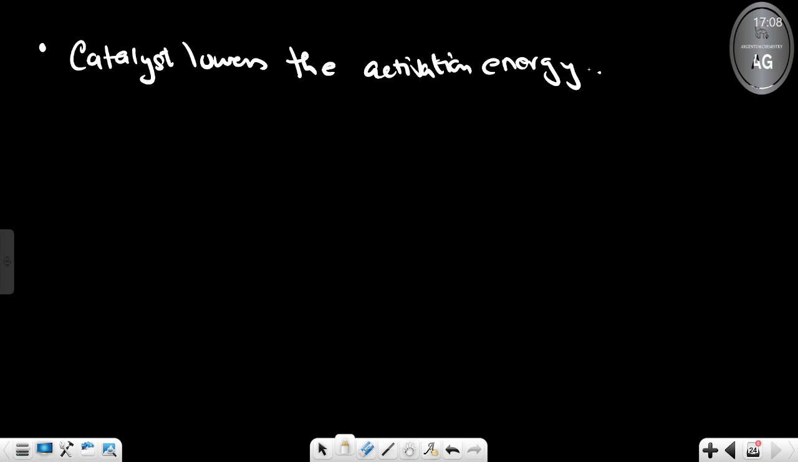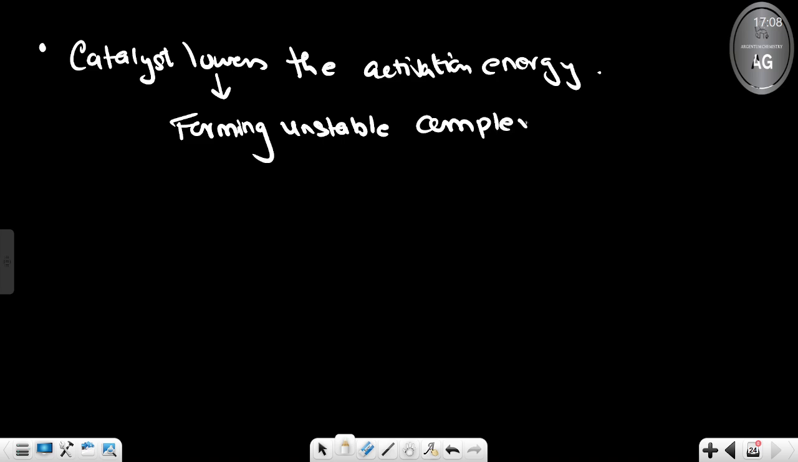Now the question is how? Catalyst lowers the activation energy, but how? By forming complexes. Very very important, forming unstable complexes. So it forms unstable complexes due to which the activation energy is lower and it finds an alternate path and the reaction proceeds easily. Clear? Next we'll read about some formulas.